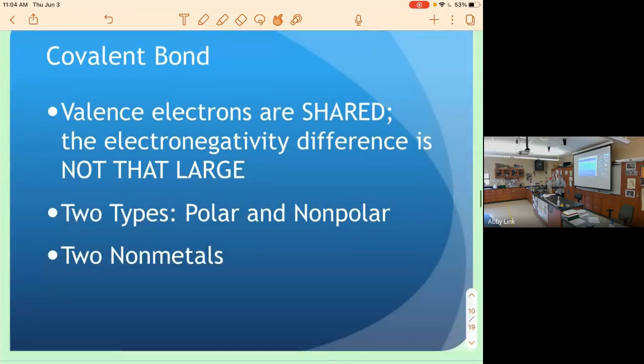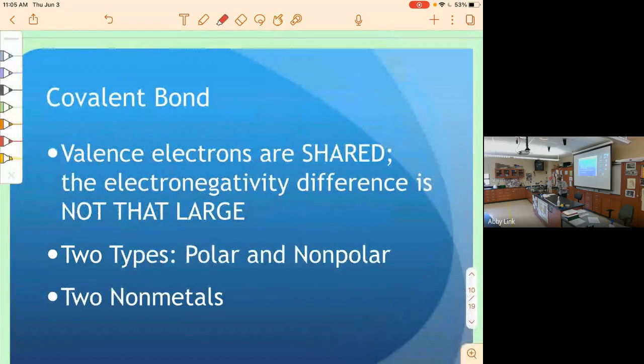All right, now the covalent bonds, they are much nicer. Okay, because the electrons are shared in covalent bonds. Now, what makes covalent bonds maybe a little confusing is that you've got polar covalent bonds and you have non-polar covalent bonds. We're going to talk about both of those kinds.